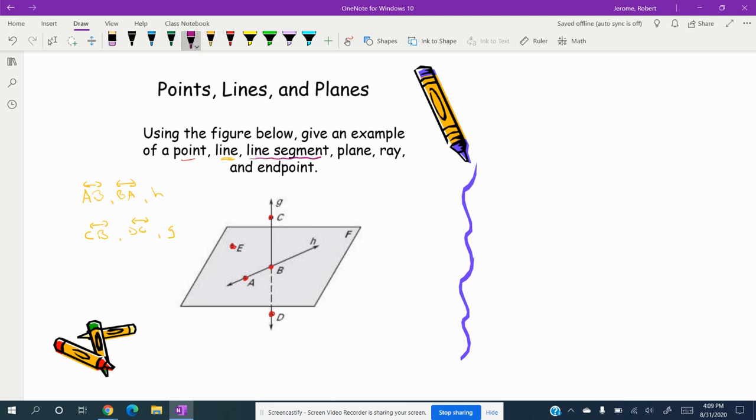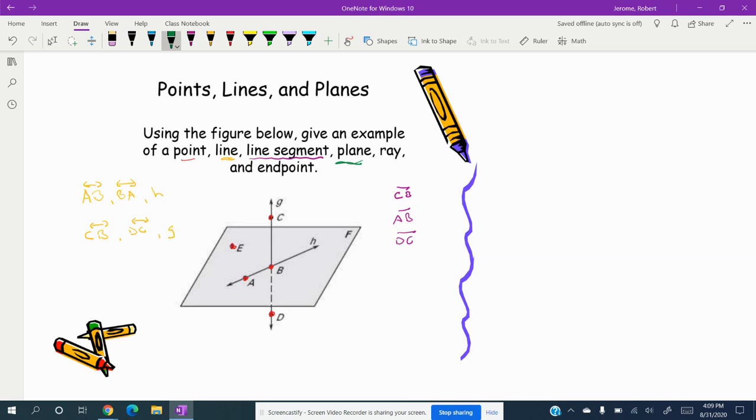A line segment. Well, a line segment just means a part of the line between 2 points. So, for example, the part between C and B, or the part between A and B, or the part between D and C, which includes point B. So there's a bunch of different things we could do here.